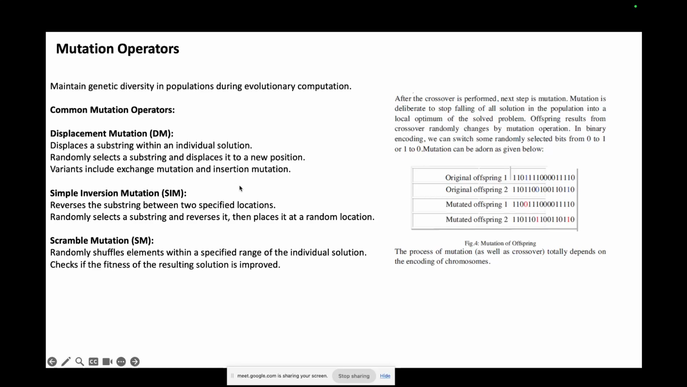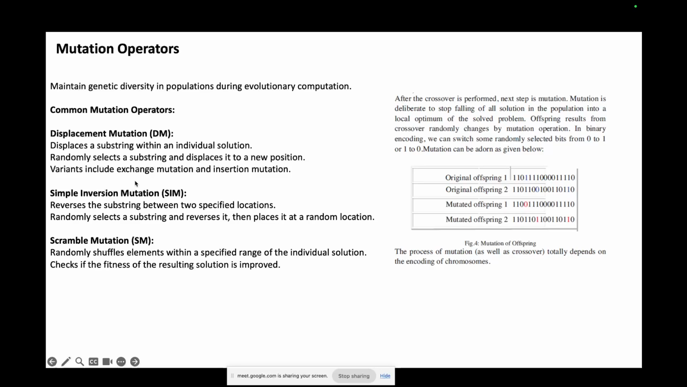So you can either insert some extra parameters in the solution, or you can just exchange certain parameters inside the solution, so that the rest of the solution gets displaced a little bit. So that is what it means. So it's kind of a frame shift variant.